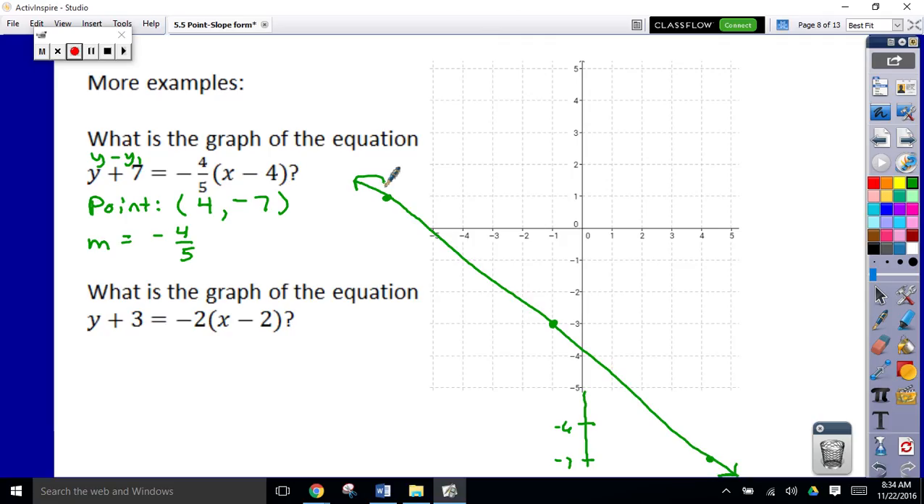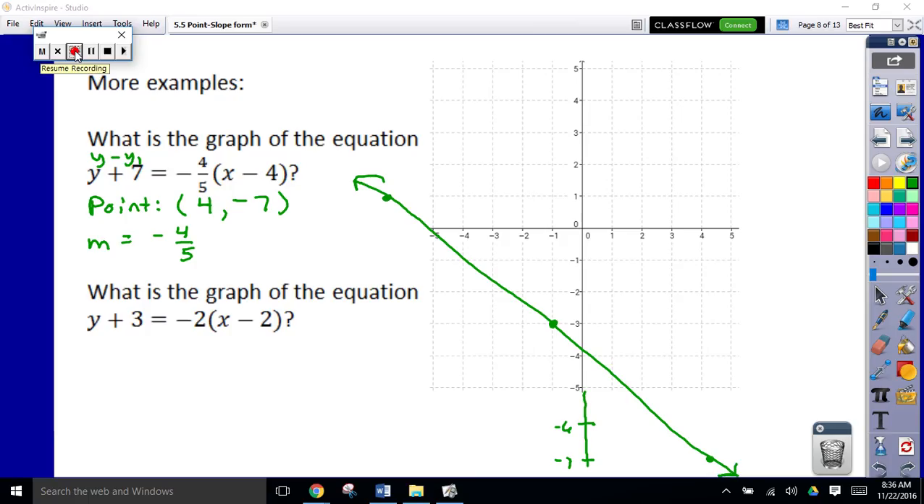Okay, next one I want you to try. So, plot the graph. You can put it right on the same thing, maybe use a dashed line instead of a solid line. I'll probably use a different color. Okay, so I'm going to pause the video.